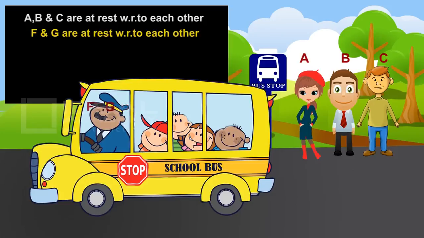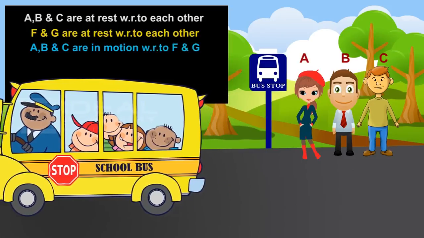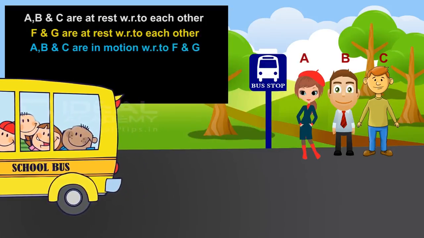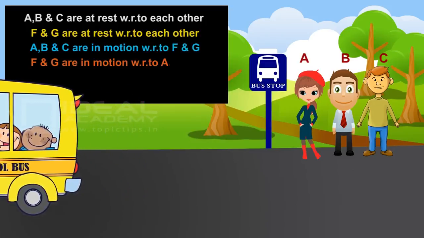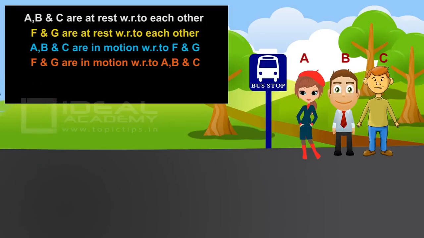But for people outside the bus, that is A, B and C, the passengers in the bus are in motion with respect to A, B and C. Similarly, with respect to F and G, A, B and C are in motion. That means A, B and C are in motion with respect to people inside the bus, that is F and G. Similarly, F and G are in motion with respect to people outside the bus, that is A, B and C. Friends, you just visualize the situation.